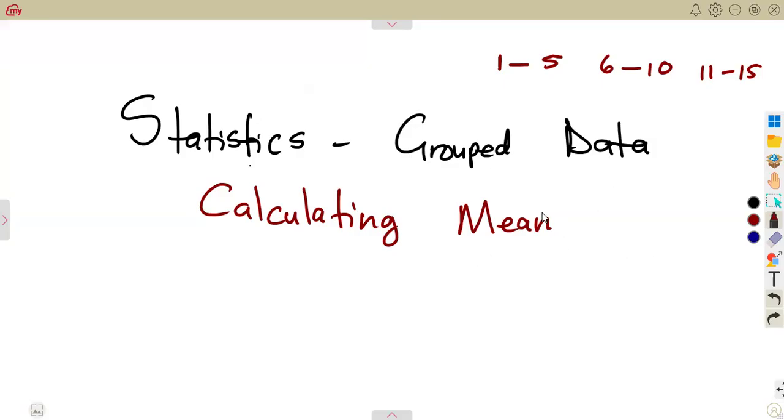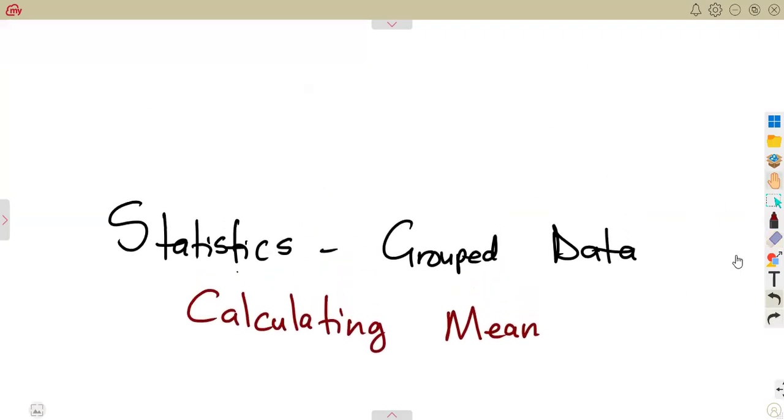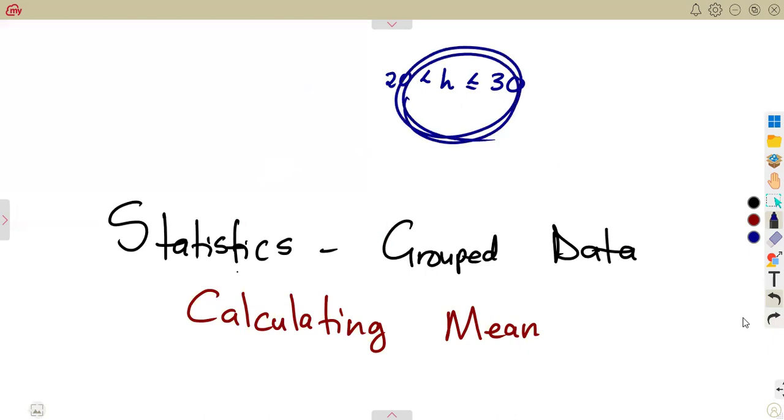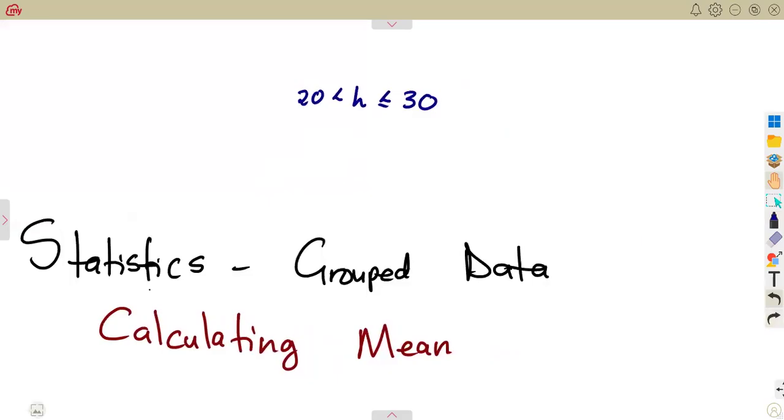So this is what I want us to do. I want us to understand what this class is all about before we move on to calculating the mean. It can be presented in different ways. Maybe they're writing the heights: the height is greater than 20 but less than or equal to 30, like that. It can be given that way. Still, it's an interval that you're given. So I want us to consider these two approaches.